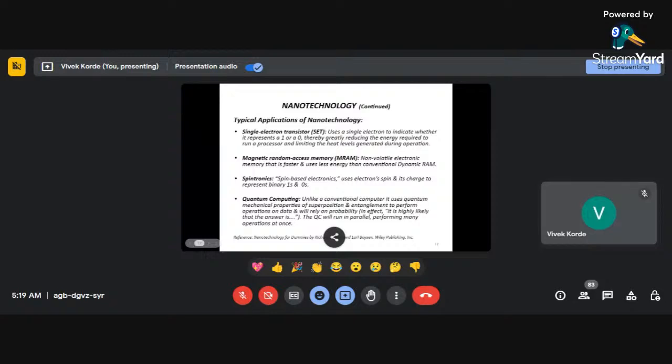Then magnetic random access memory, MRAM, non-volatile electronic memory that is faster and uses less energy than conventional dynamic RAM. Then spintronics, spin-based electronics, uses electron spin and its charge to represent binary ones and zeros. Also, spintronic technology can be used. Then quantum computing: unlike a conventional computer, it uses the quantum mechanical properties of superposition and entanglement to perform operations on data, and will rely on probability. That is, in effect, it is highly likely that the answer is correct. So quantum computing will run in parallel, performing many operations at once. And it is emerging very rapidly. There are now a few institutes offering degrees in quantum computing these days. Sir, please go ahead.